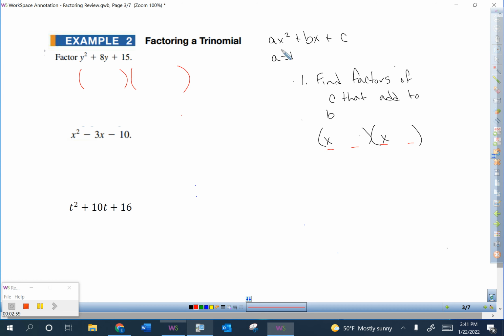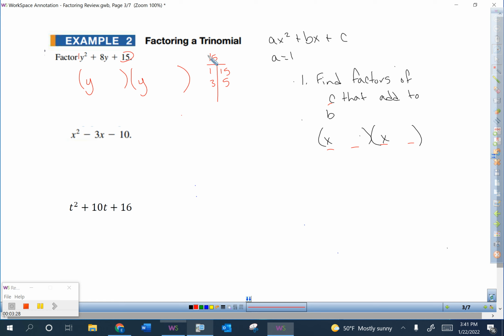When your a value is 1, so there's not anything in front of your squared term, we can start out by always just splitting up your squared term into the variable times itself. We know y times y gets us to y squared. Okay, but then we're going to find the factors of our constant, or our c term. Okay, so kind of like what we were doing on that first problem, we're thinking about all the numbers that multiply to be 15. That's 1 and 15, and 3 and 5.